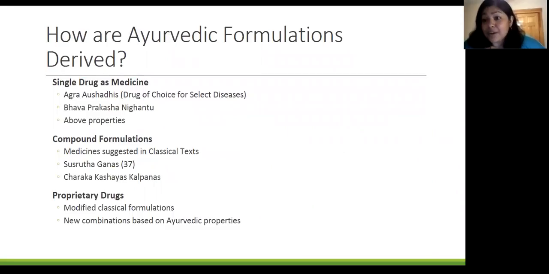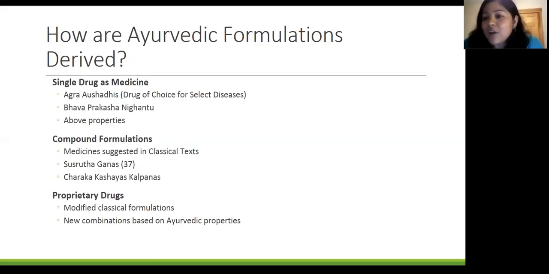How do we make these, or how do we determine what we make these formulas from? We have single drugs as medicines, which is typically, again, what we use here. And how we select these is according to this term called agra aushadas. So in classical texts, they've actually given us a clue as to which herb is the best for which condition. So for instance, guduchi is the best drug for treating all different kinds of fevers. It is the best drug. There's nothing better than guduchi. Okay, so guduchi is the agra aushada, or the drug of choice for jwara, or for fever.